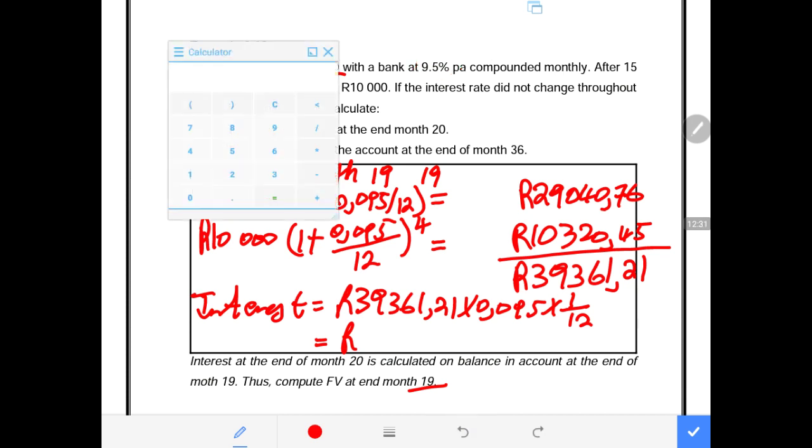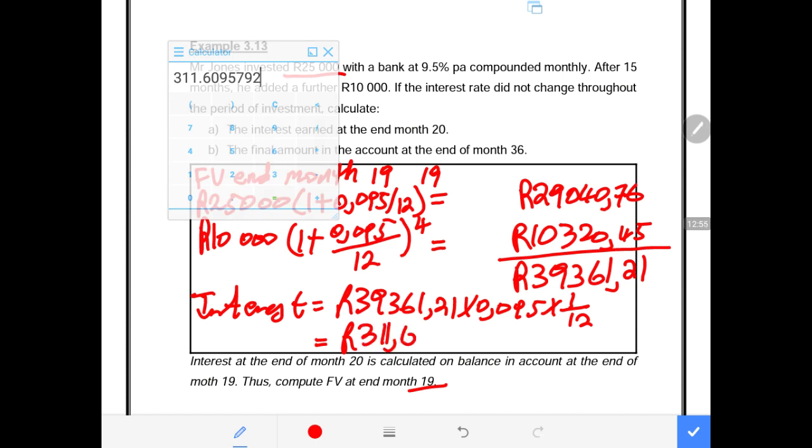So now our interest will be 39,361 rand 21 cents times 0.095 times 1 over 12. So we get 311 rand 61 cents. That means this is the amount of interest that was earned at the end of month 20, meaning only for 1 month. This is the amount of interest that will be earned for month 20 only. So now we have responded exactly the way we're supposed to have responded to this first question.